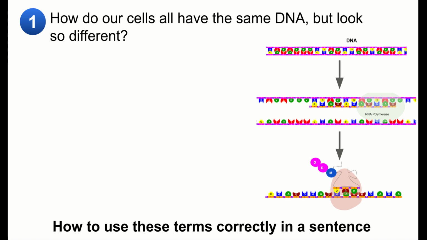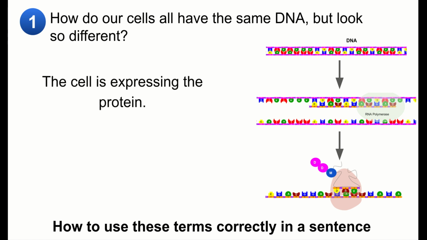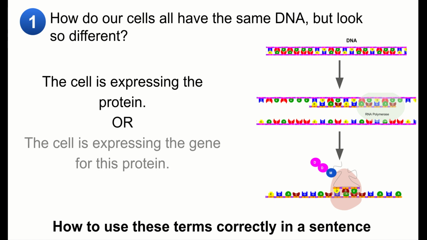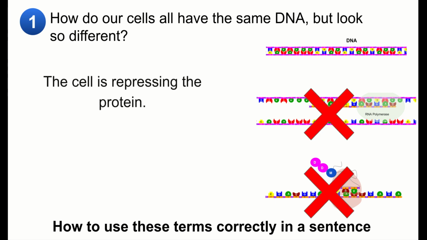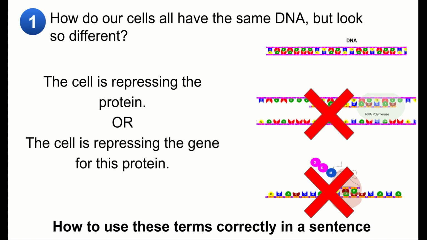Here's how to use these terms correctly in a sentence. I could say the cell is expressing the protein, the cell is expressing hemoglobin, or I could say the cell is expressing the gene for this protein, the cell is expressing the gene for hemoglobin. If I was using repressing, if I'm not making a protein, I would say the cell is repressing the protein, the cell is repressing hemoglobin. Or I could say the cell is repressing the gene for this protein. The cell is repressing the gene for hemoglobin. And both of those mean the same thing.